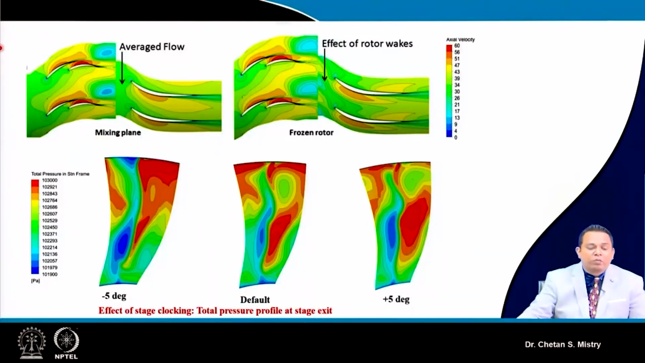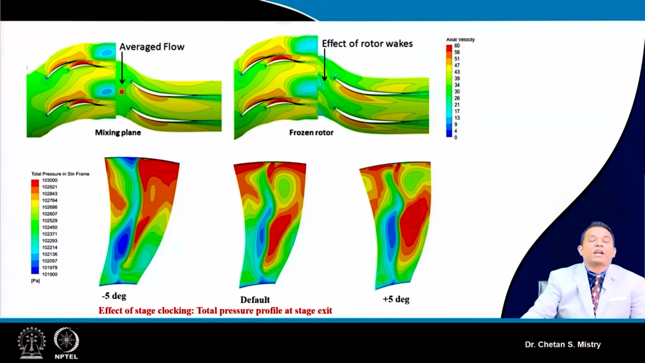Now here this is representing what we have discussed in terms of the mixing plane approach and frozen rotor approach. This is the simulation result from one of my PhD students. Here if you look at my flow, it will be coming out with two wakes. We can say this is near the tip region configuration. Under that condition, the flow gets averaged out. So here if you look at the wake that comes out, it gets averaged out near the interface plane, and that average value is transferred to the next stator.